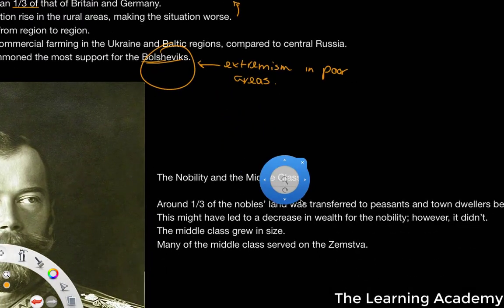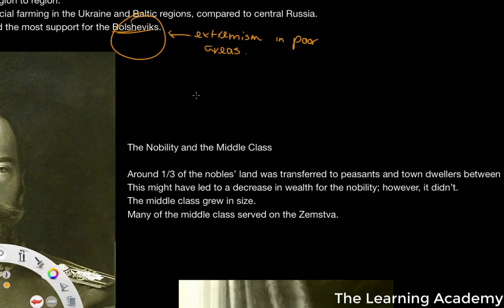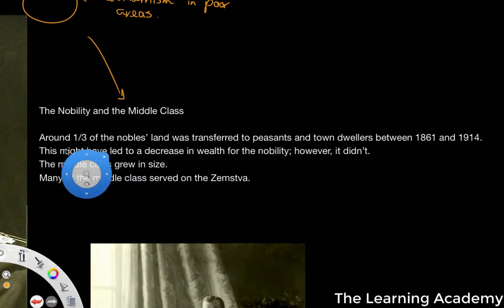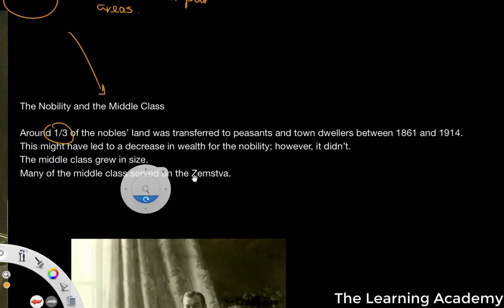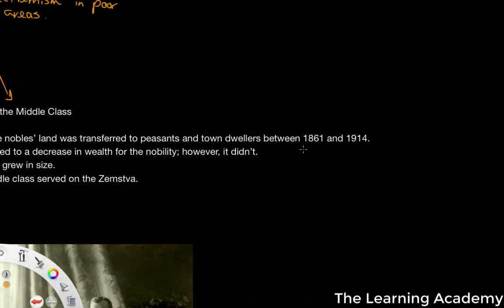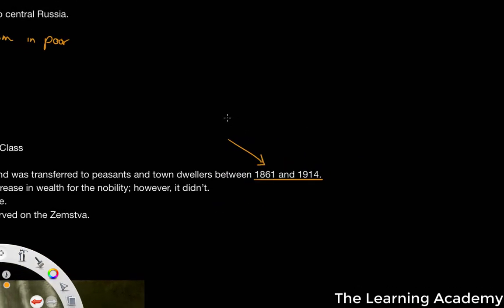Okay. So with that being said, we're going to go higher up the social structure and have a look at the nobility and the middle class. Around a third of nobles' land was transferred to peasants and town dwellers between the years 1861 and 1914. This was a redistribution of land. Simple as that.